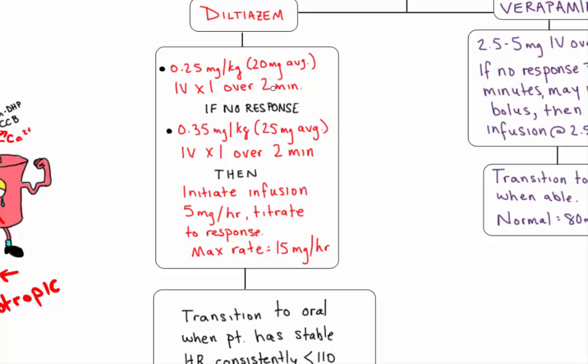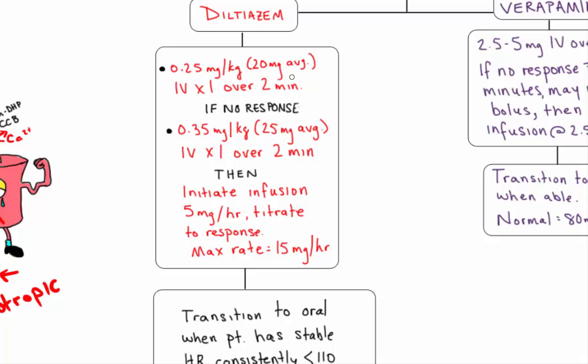So diltiazem, what you're going to do, you have a patient that presents with Afib with RVR, so their heart rate is elevated. We're going to start off with 0.25 milligrams per kilogram. We're going to give it IV over 2 minutes. And it's important to give it over 2 minutes. You don't want to give it too quickly, because if you give it too quickly, you can precipitate hypotension pretty rapidly. So you want to make sure that the dose goes in over 2 minutes.